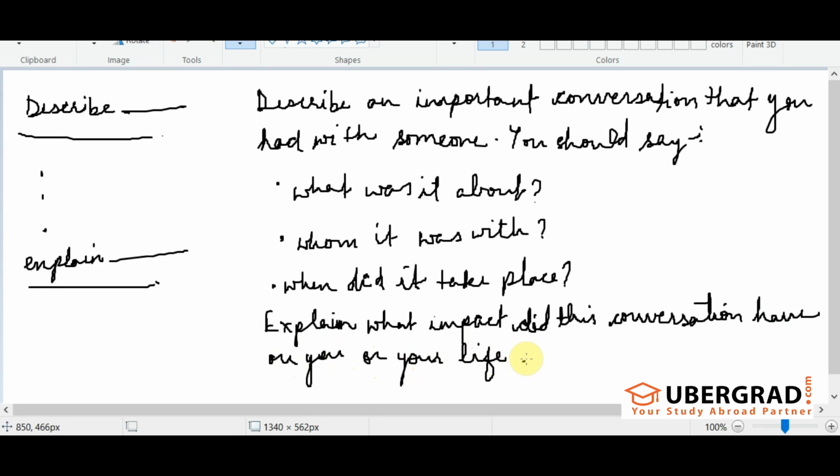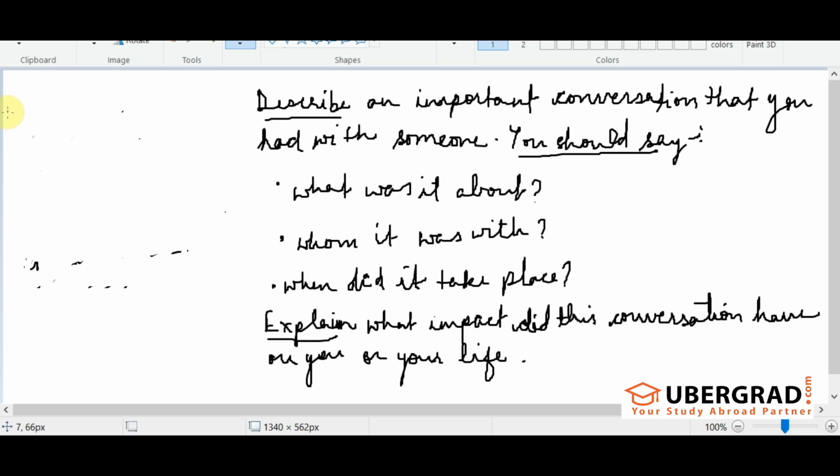Right. So this will be the structure of your answer. Describe, a situation will be given to you, followed by you should say, which is followed by again three WH questions. And at the end you will have explain. So the first question is what?